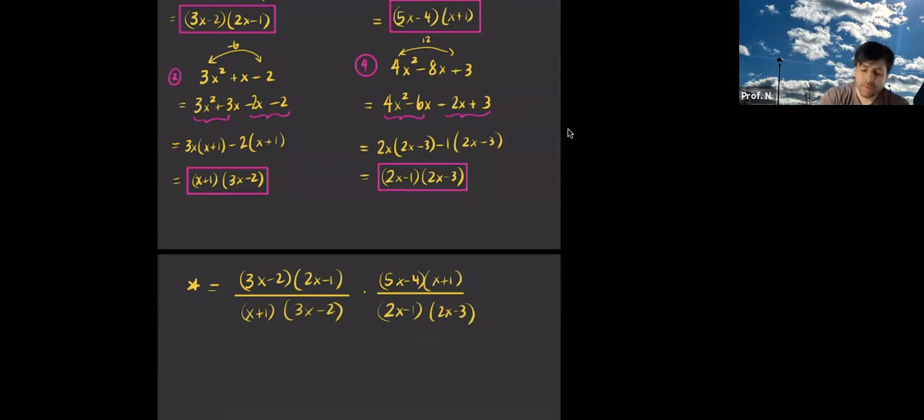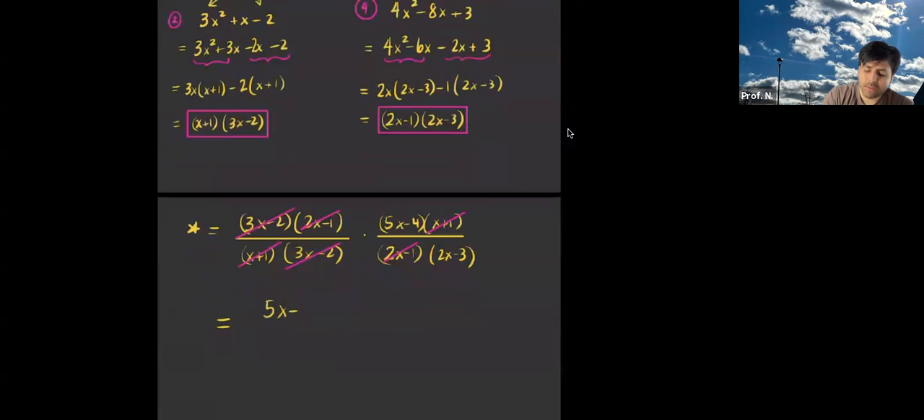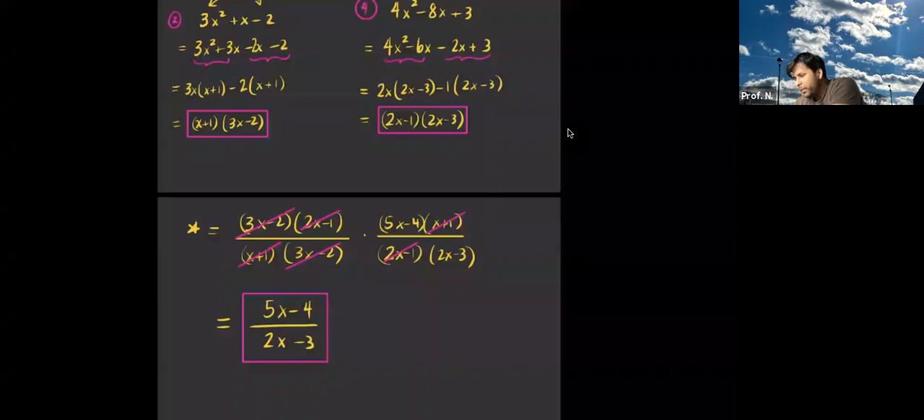And then what do we do? We cancel the ones that are the same. So all of these cancel out and they become ones, right? When you divide. And when the dust settles, what's left? The numerator only has a 5x minus 4, and the denominator has a 2x minus 3. I cannot cancel anything further because they're two completely different expressions. So therefore, this is my final answer: 5x minus 4 over 2x minus 3. Okay.